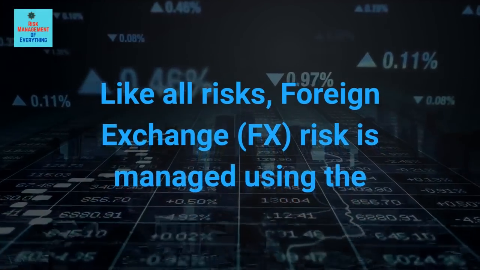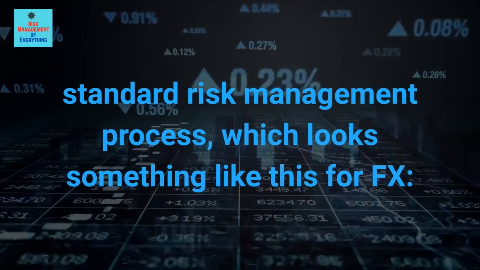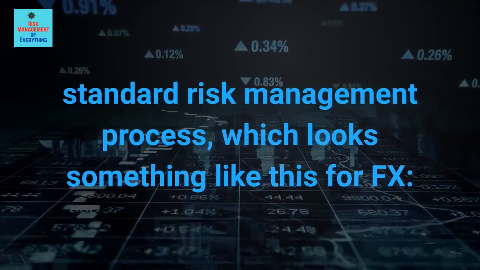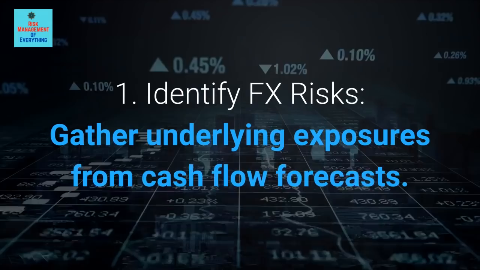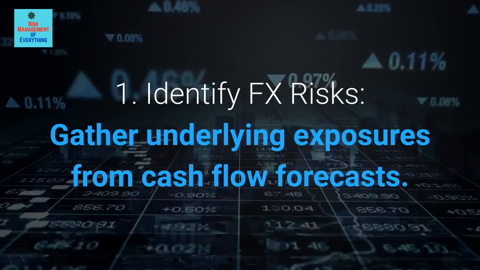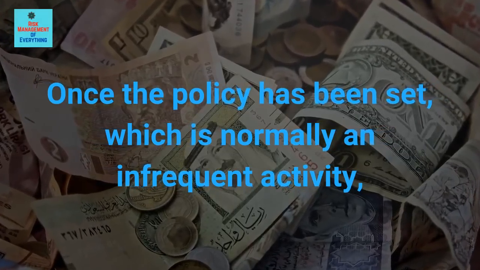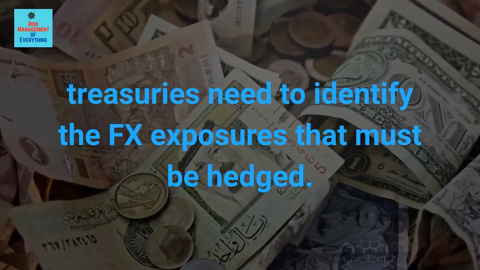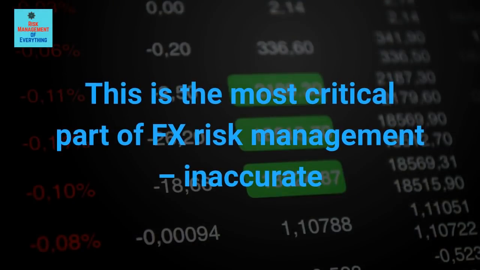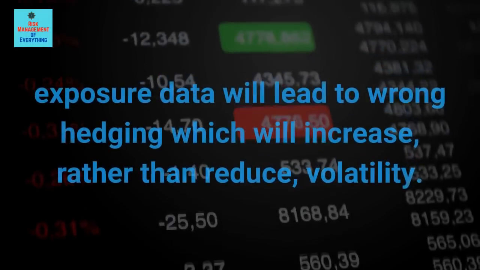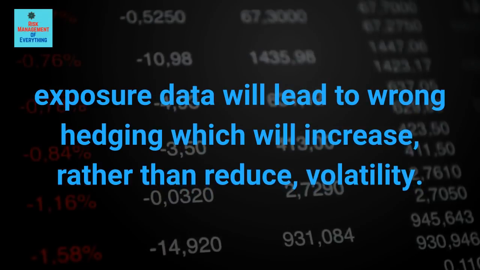Foreign exchange risk management process. Like all risks, foreign exchange, FX, risk is managed using the standard risk management process, which looks something like this for FX. 1. Identify FX risks, gather underlying exposures from cash flow forecasts. Once the policy has been set, which is normally an infrequent activity, treasuries need to identify the FX exposures that must be hedged. This is the most critical part of FX risk management. Inaccurate exposure data will lead to wrong hedging, which will increase, rather than reduce, volatility.